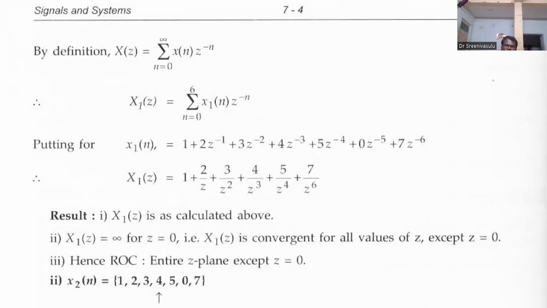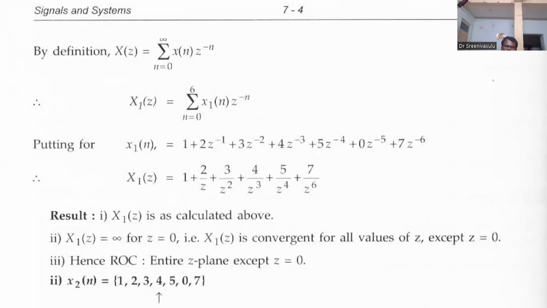If you substitute the sequence, x1 of 0, x1 of 1, x1 of 2, x1 of 3, x1 of 4, x1 of 5, x1 of 6, we substitute all the amplitudes here, with z power minus 0, z power minus 1, z power minus 2, z power minus 3, z power minus 4, z power minus 5, z power minus 6. If you write these powers from negative to positive, the z transform is like this: 1 plus 2 by z plus 3 by z square plus 4 by z cube plus 5 by z power 4 plus 6 by z power 6.